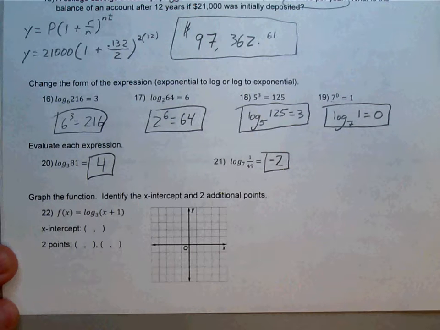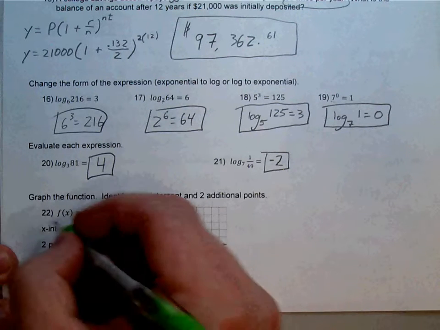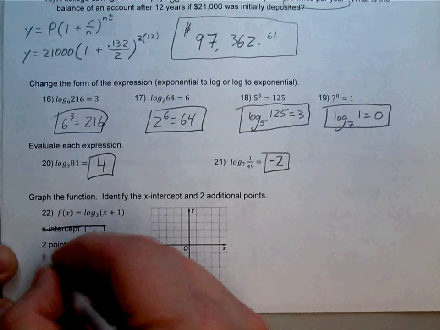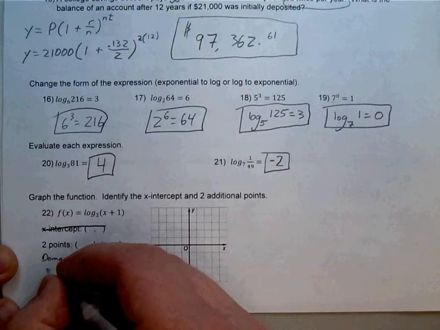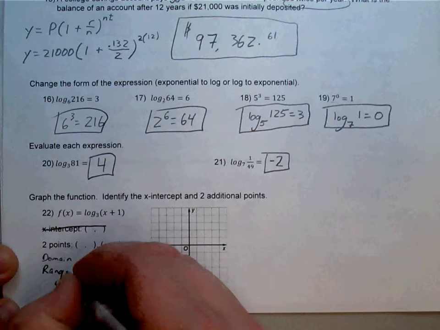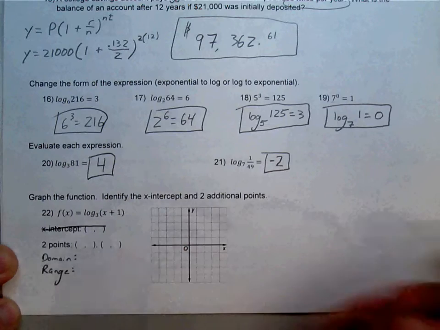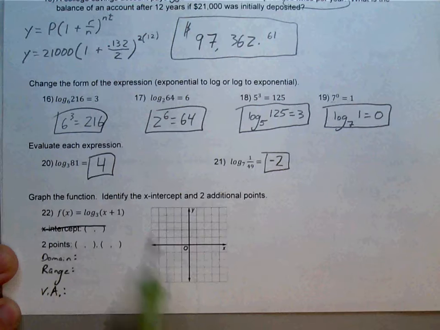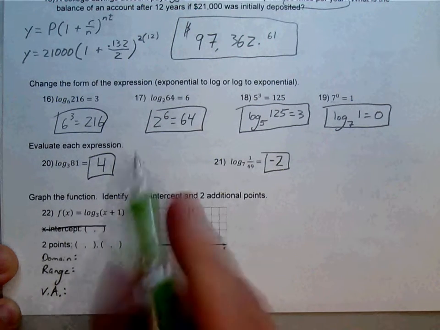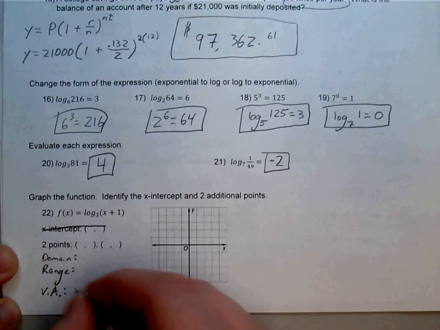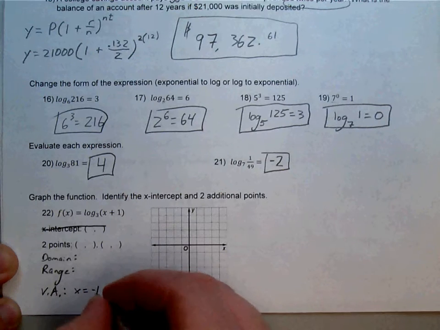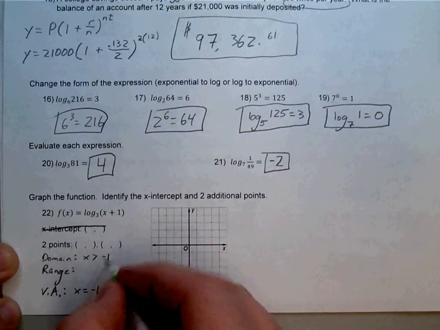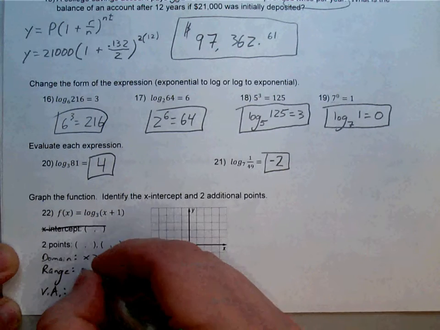Number 22, we're going to graph. I don't really care so much about the x-intercept. I care about the domain and range, as well as our vertical asymptote. That will be helpful to know. So we have an h value of -1, so our vertical asymptote is x equals -1. Our domain, x has to be greater than that. And our range then is all real numbers.